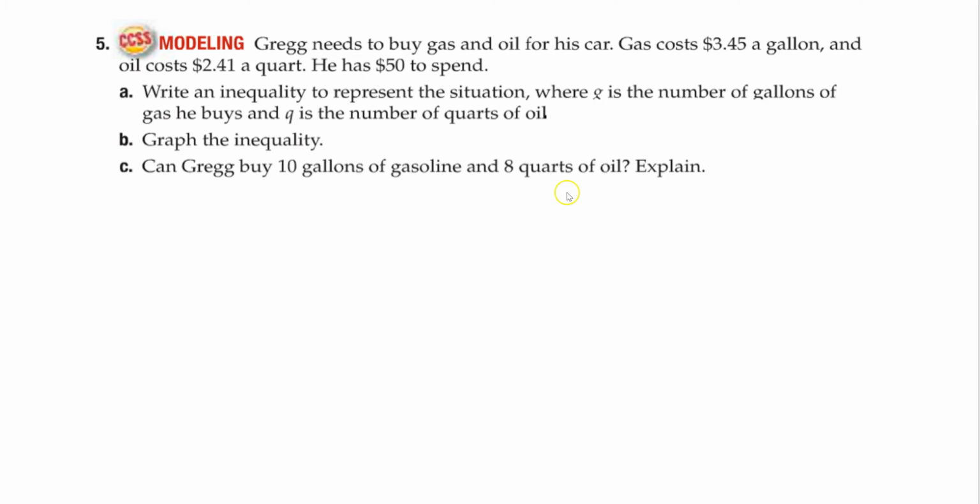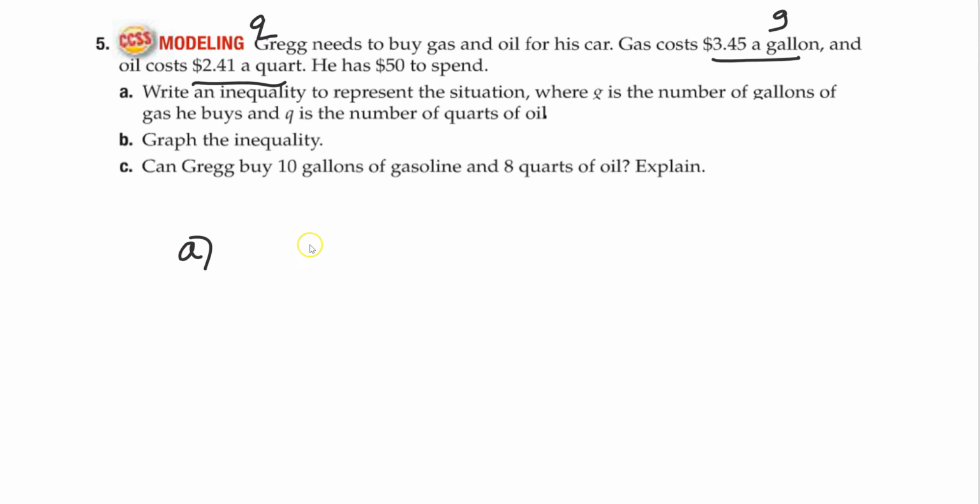Ooh, an application problem. Greg needs to buy gas and oil for his car. Gas costs $3.45 a gallon, and oil costs $2.41 a quart. He has $50 to spend. Write an inequality for the situation where G is the number of gallons of gas he buys, and Q is the number of quarts of oil. So in this case, let's look at what's going on, right? They say G is the number of gallons, and Q is quarts of oil.